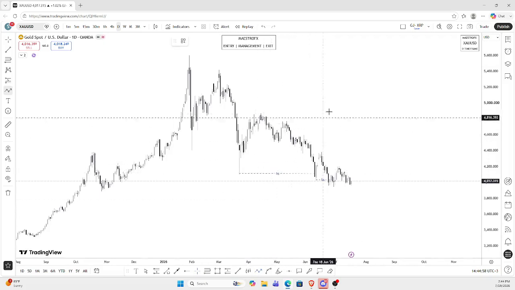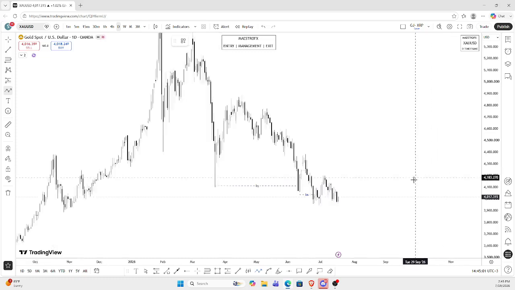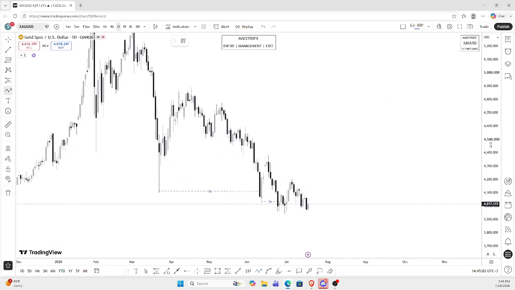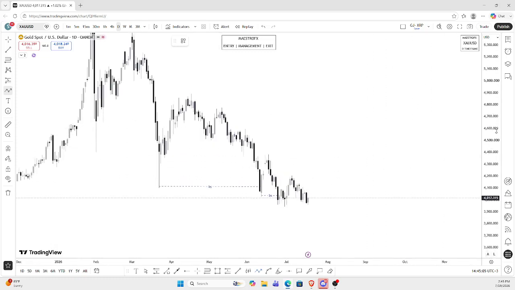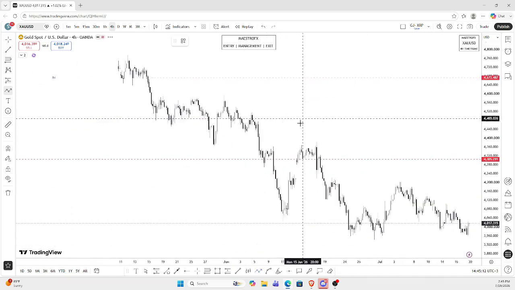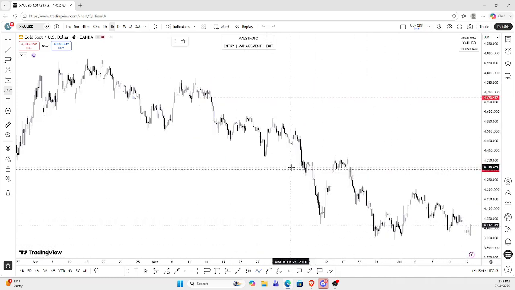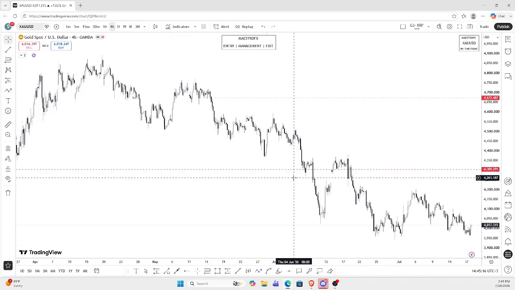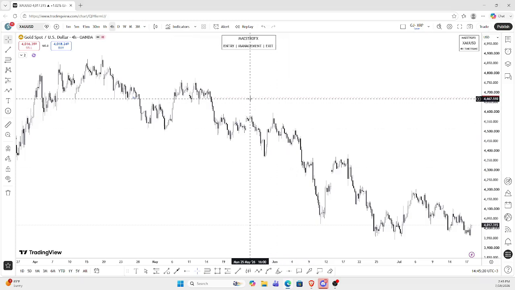But you can see that on the daily time frame we don't have much detail. We don't have any good details on the price action. So let's head over to the 4-hour time frame and see what we have here. Let me do away with these drawings.